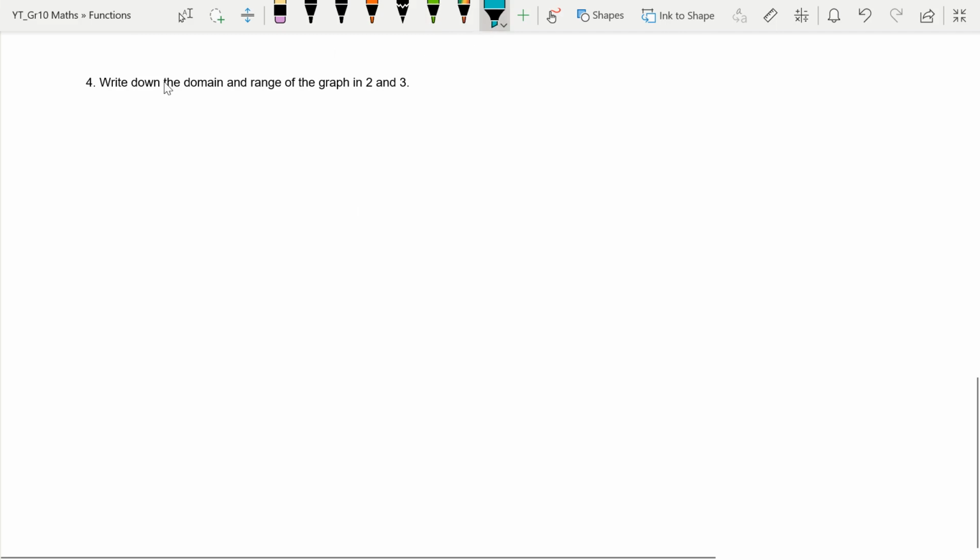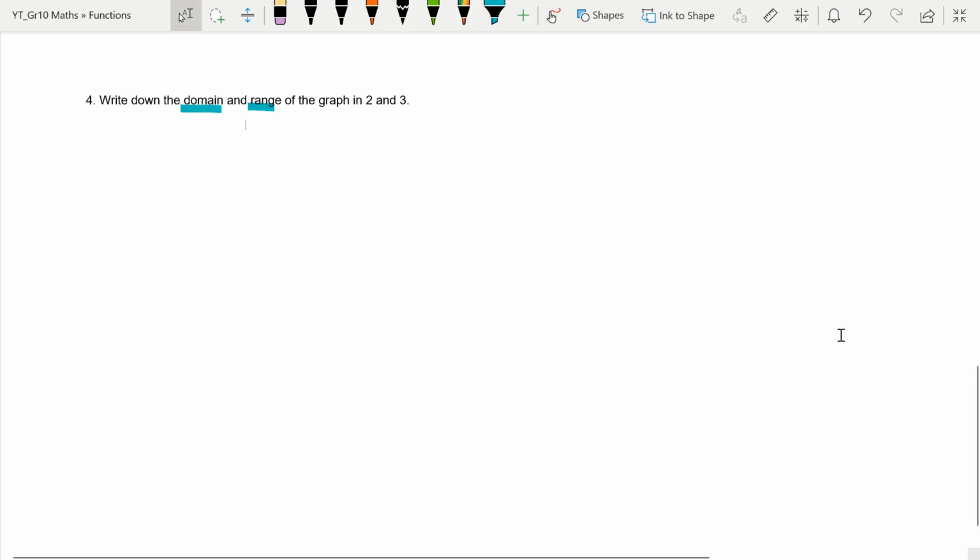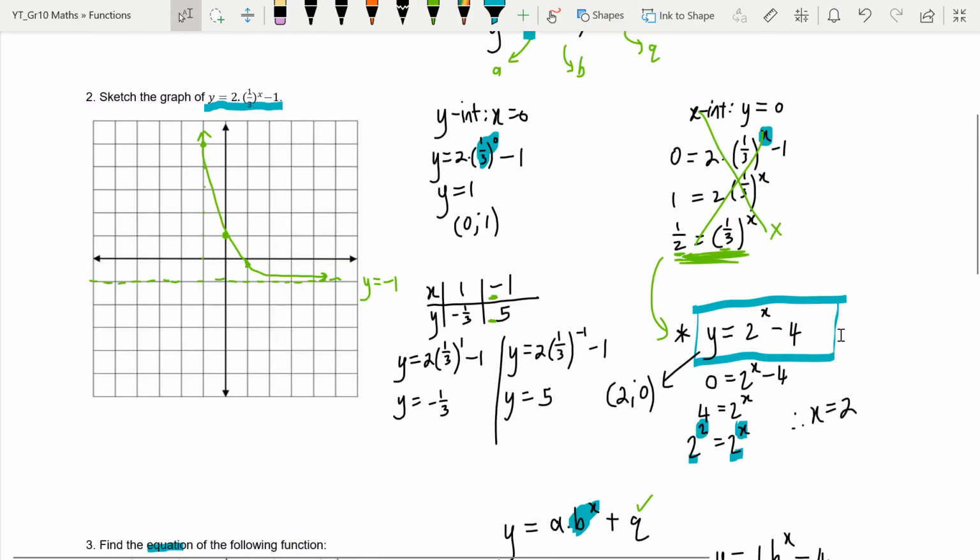Last question for the exponential curve. Write down the domain and the range for graph 2 and 3. So it's the one that we drew and the one that they gave us. We need to go write down the domain and range. Let's go. Let me just create some space for the domain and the range.